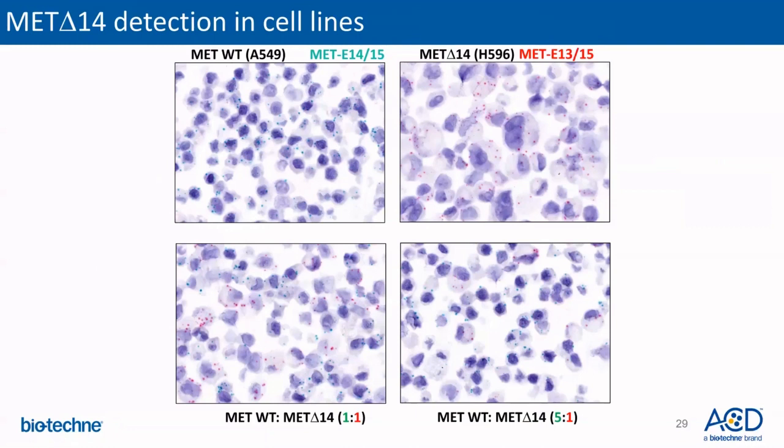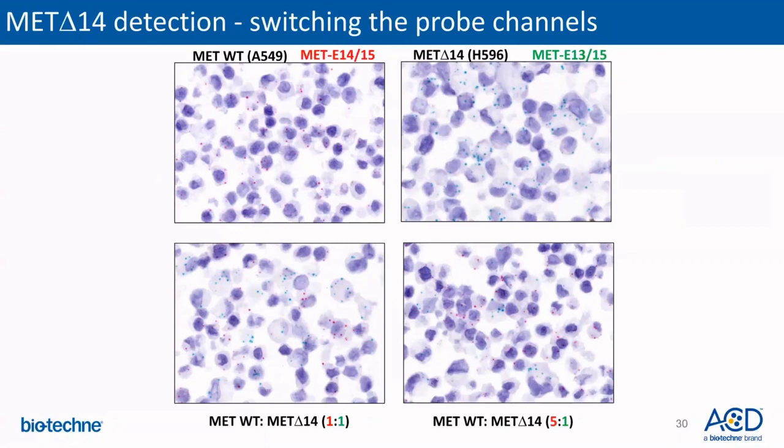Also, to show that this effect is not based on the chromogens or the assay chemistry, we repeated this experiment by switching the probe type. So now the wild type is detected in red color, and the MET exon 14 delta is detected in green color. As you can see, similar to the previous result, each of the cell lines is exclusive for detecting the wild type or the MET exon 14 deletion transcript. And in the lower panel, you can see the 1-to-1 ratio mixed cells also show clear signal, and the 1-to-5 ratio mixed cells show more of the wild type transcript.